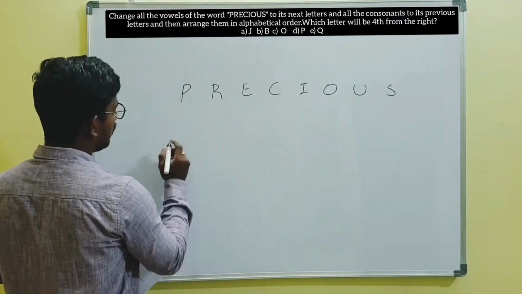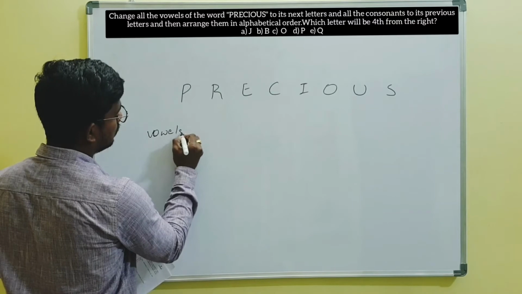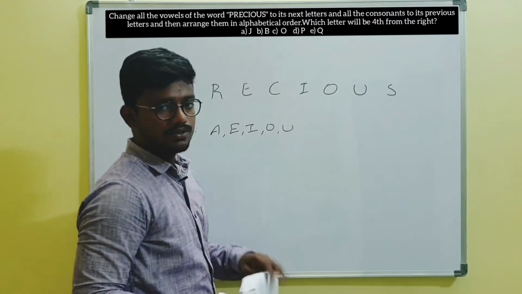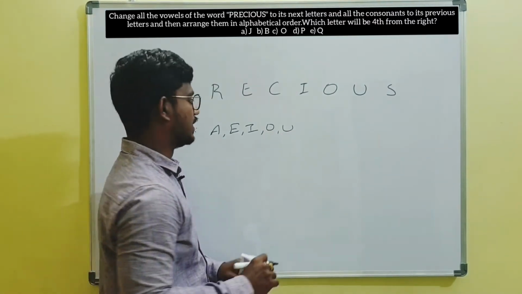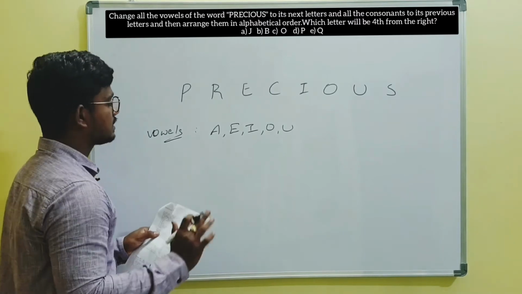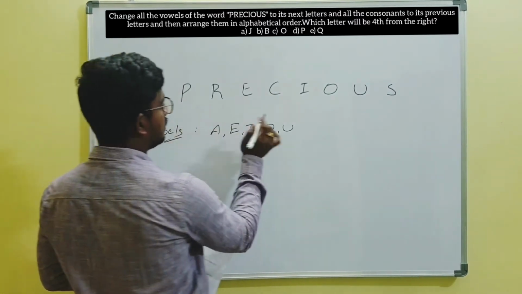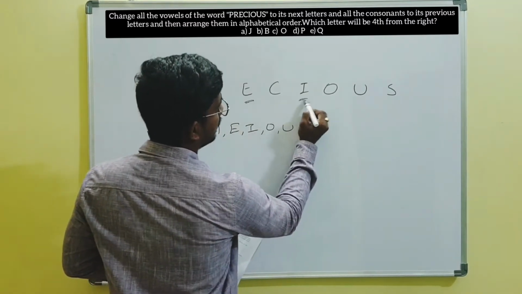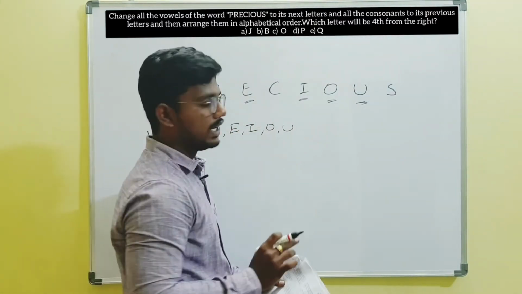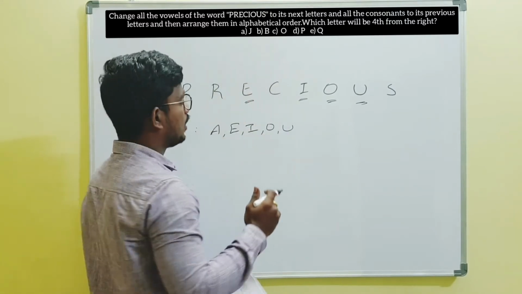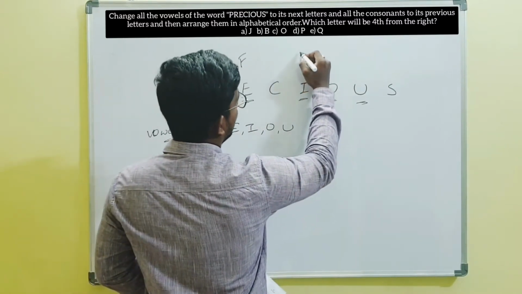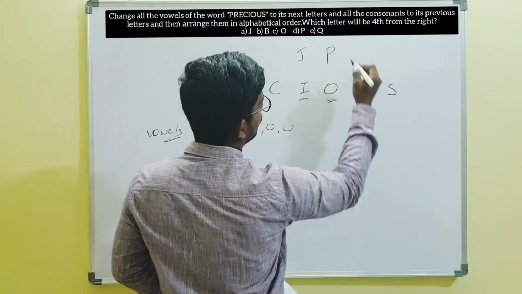We all know that vowels are A, E, I, O, U, and the consonants are all the letters other than these vowels. It is given that all the vowels of the word precious change to the next letters. The vowels in this word are E, I, O, U. So I am changing them to the next letter in the alphabet. Next to E is F, I is J, O is P, U is V.